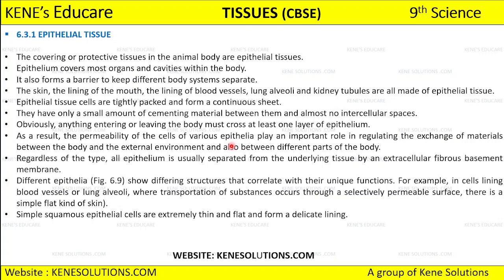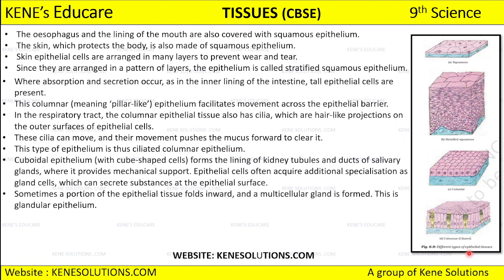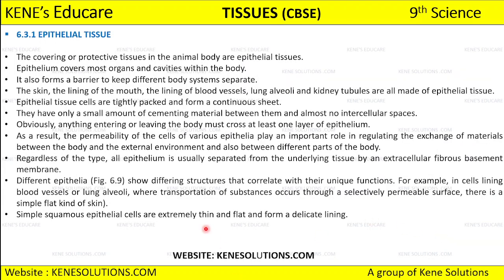Okay, so we have different epithelia which have been shown in figure 6.9. See, these are the different kinds of epithelial tissues which are present. We have squamous epithelium tissue, we have stratified squamous epithelium tissue, then we have cuboidal epithelium tissue, and lastly we have columnar epithelium tissue. So these are the four different types of epithelium tissue that we have. These four different types of structures correlate with unique functions, and they perform specific functions in our body.